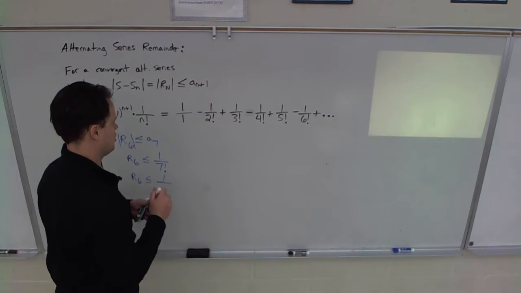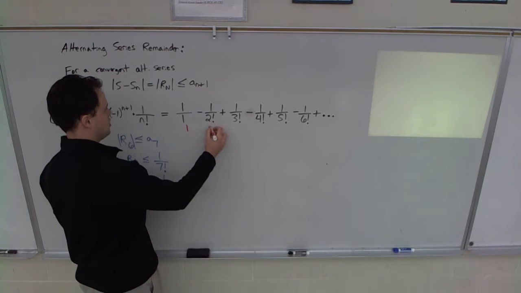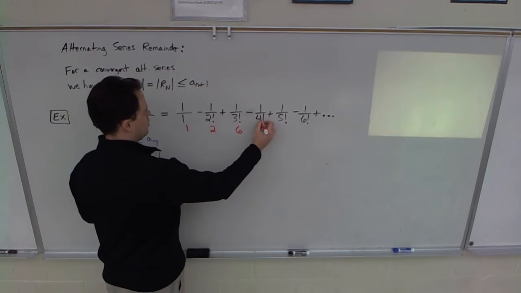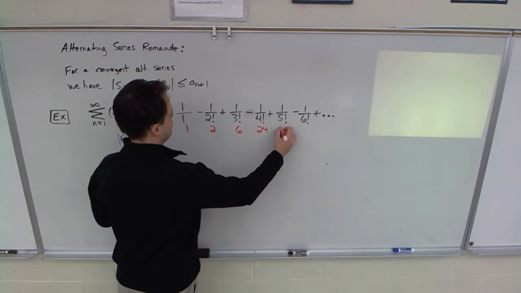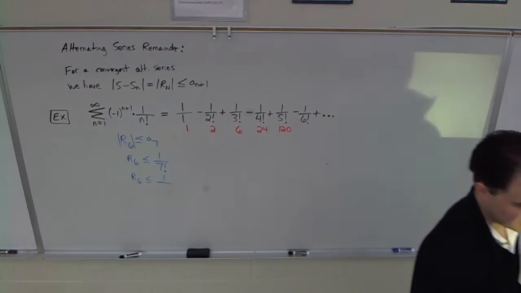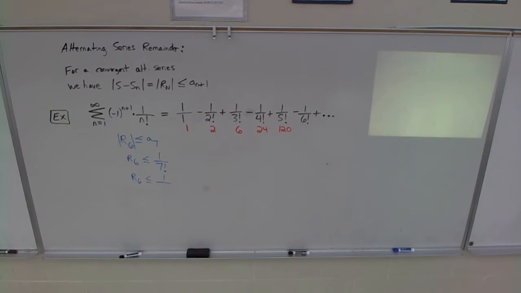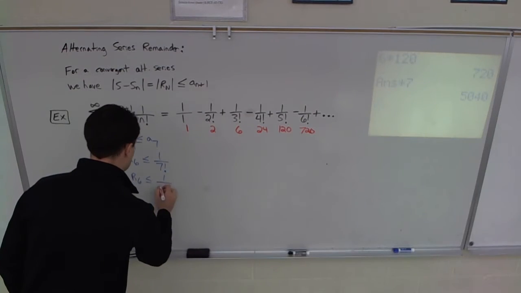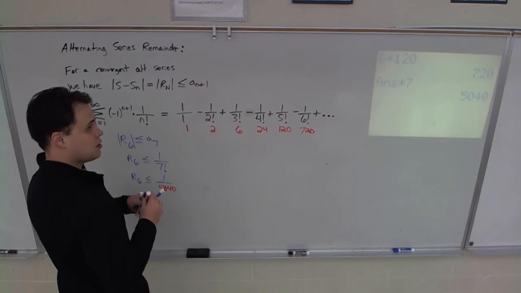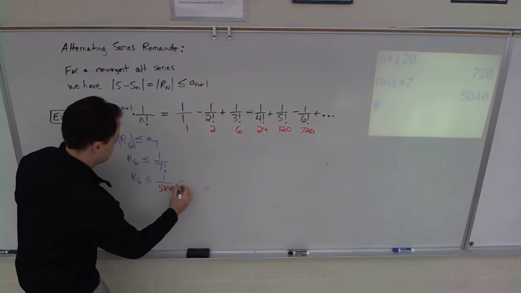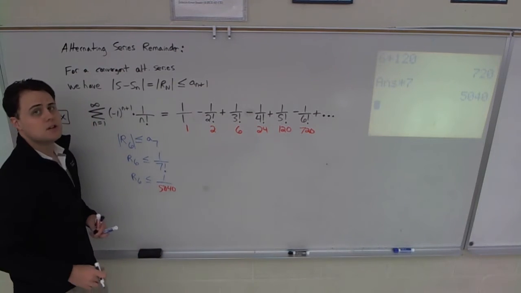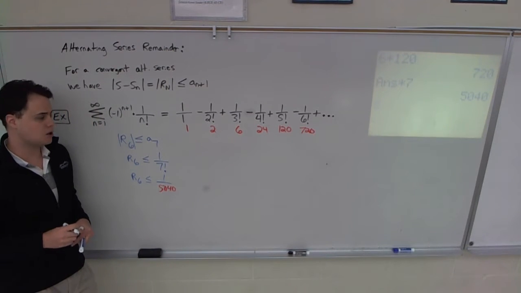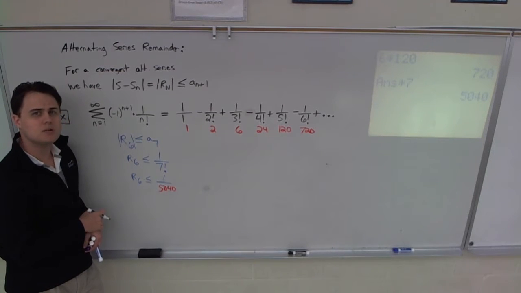I don't know what these factorials are. 1 factorial is, of course, 1. It's 2 times 1, 3 times 2, 4 times 6, 5 times 24. I think the next one's 720. Let's make sure. 6 times 120. Yep, and then that times 7. So we're going to have 720 here. This guy's going to be 5,040. So what this shows is the remainder after taking the first 6 terms is going to be less than or equal to 1 over that. So a really small remainder.